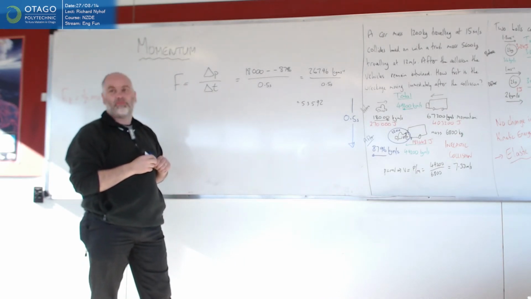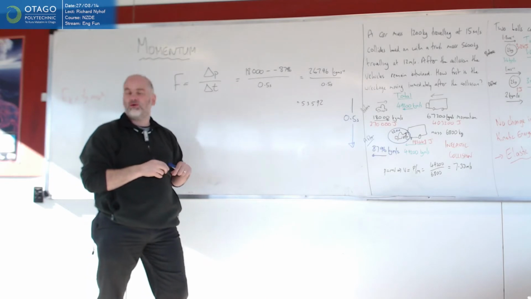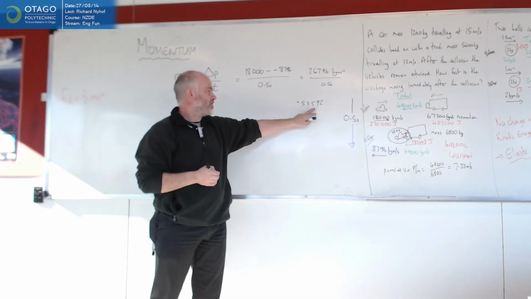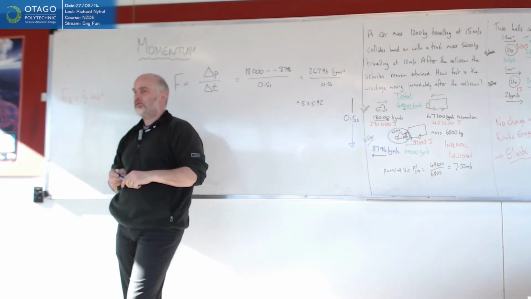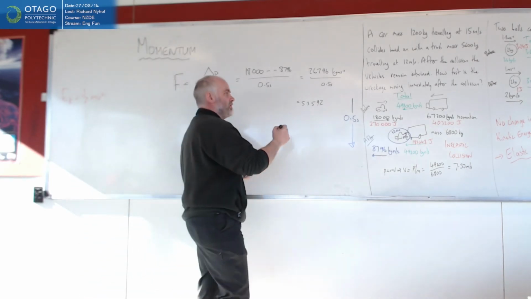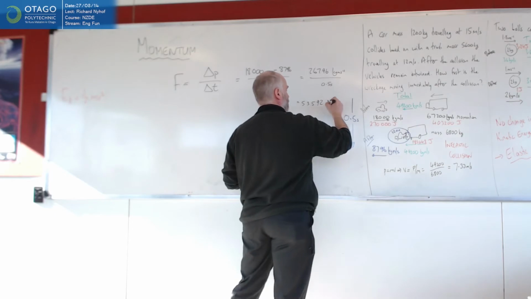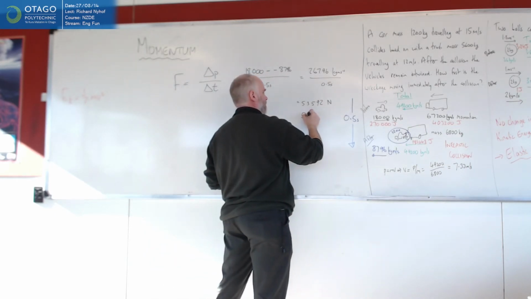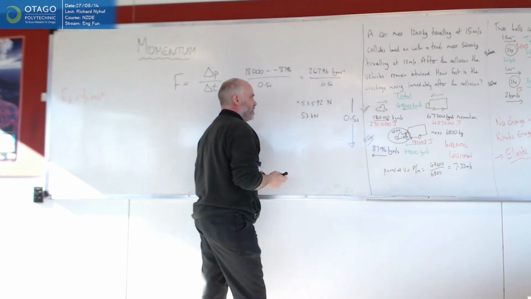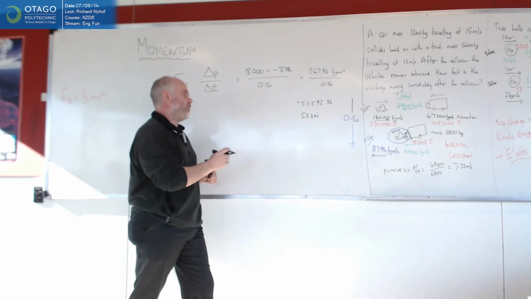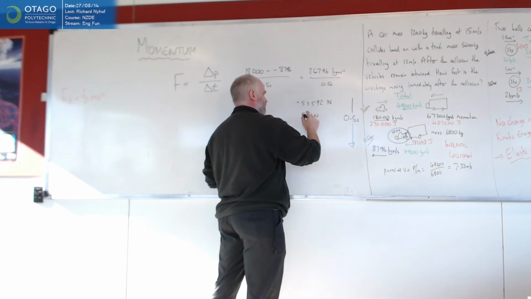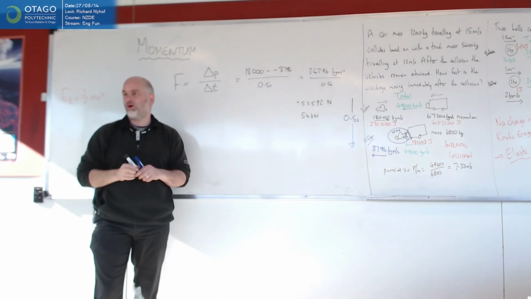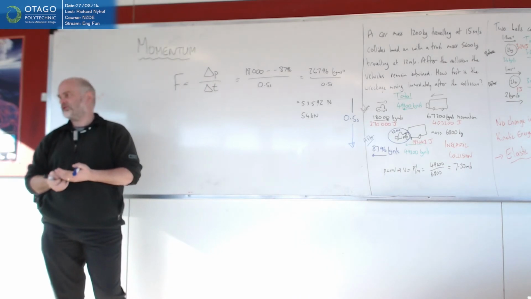Well, let's have a think, how big is that force? So this is the average force acting over that half second. So what's the unit for that going to be? Newtons, because it's a force. So somewhere around about 53 kilonewtons, 54 if we round it sensibly. So we're talking about 54 kilonewtons, 54,000 newtons.